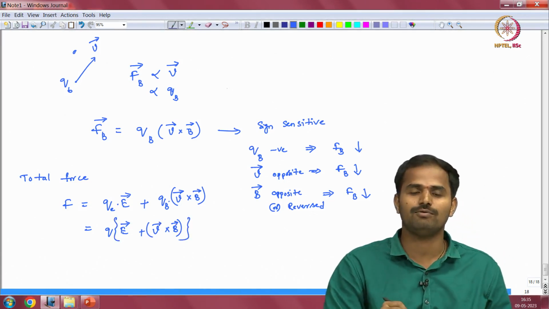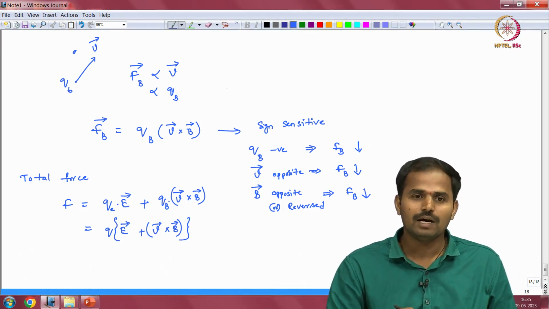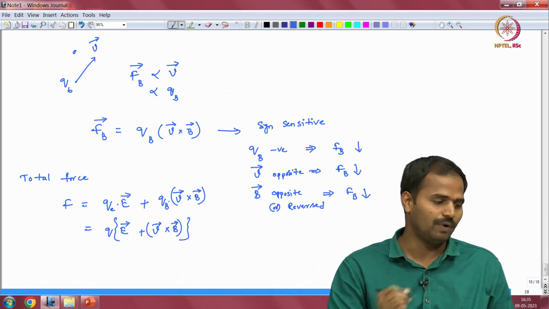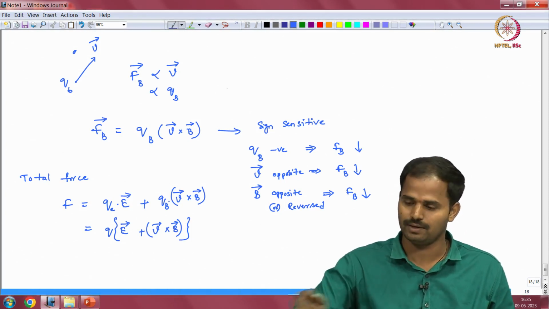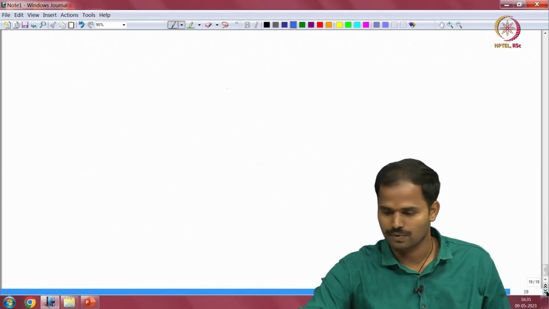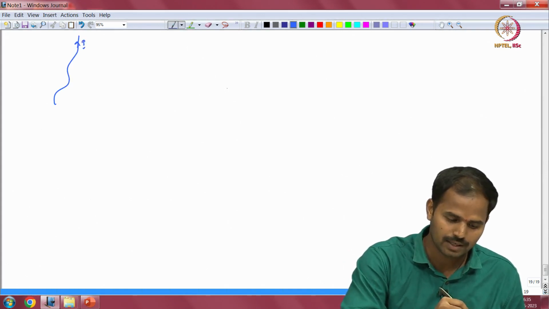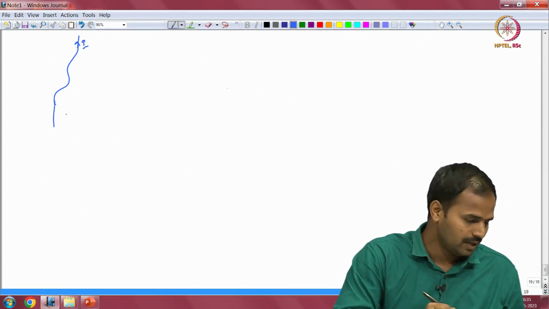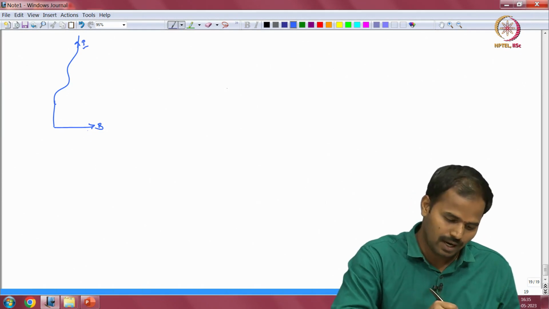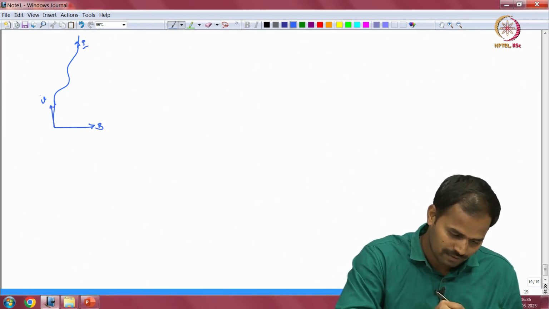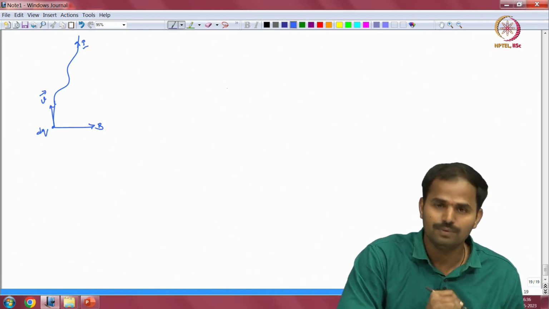This is the final force equation with respect to the Lorentz force law. Now, we will see the force acting on a current carrying wire, how the complete wire will look. Consider a wire carrying a current I, and B fields are in this direction perpendicular to the current, and the charges are moving with a velocity v, and consider a charge at this particular point dq.